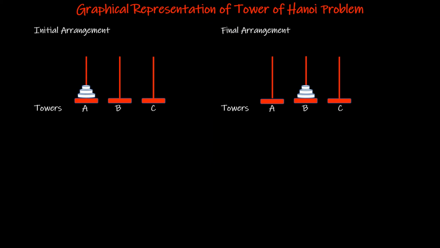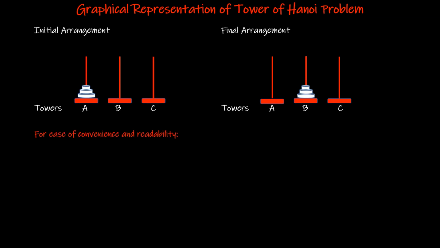So this is the graphical representation of the Tower of Hanoi problem. What we have is an initial arrangement. Our towers are labeled A, B, and C, and tower A initially has all the disks in ascending order of sizes. And when it comes to the final arrangement, we are going to have all the disks in tower B, again in ascending order.